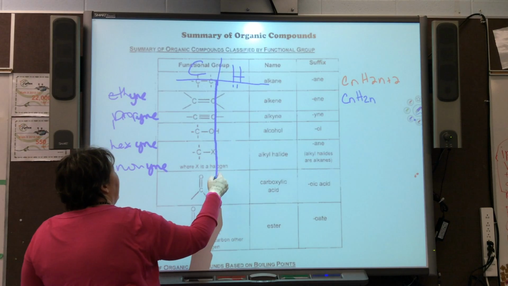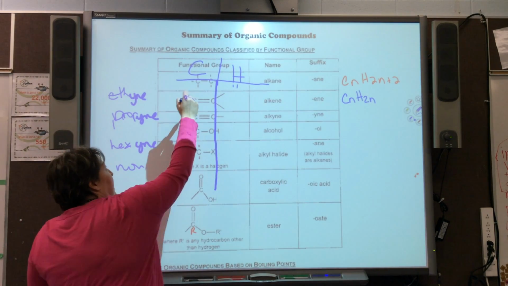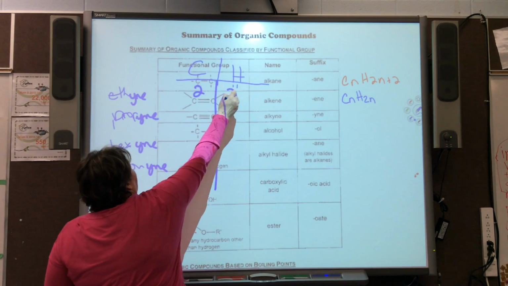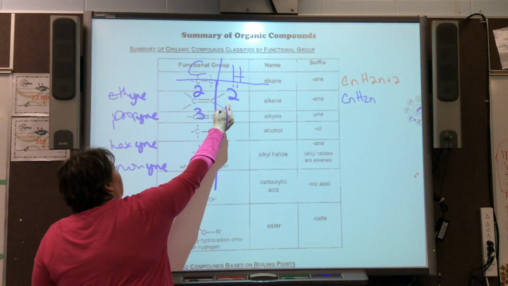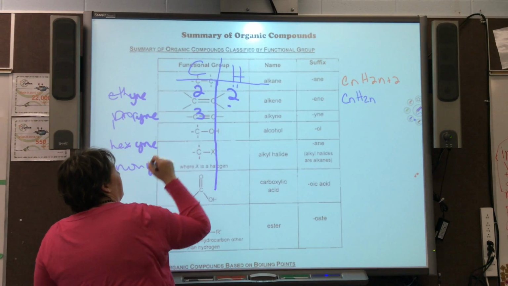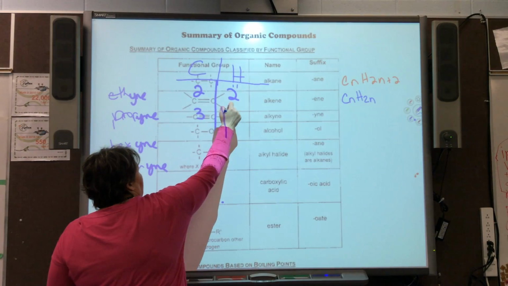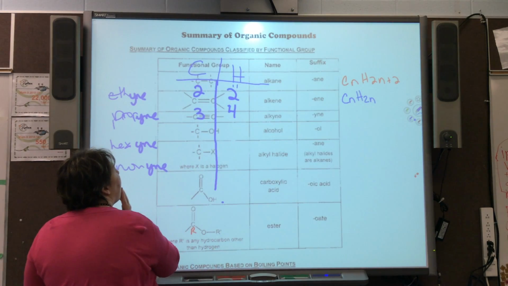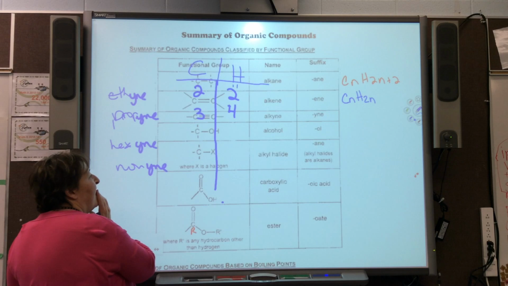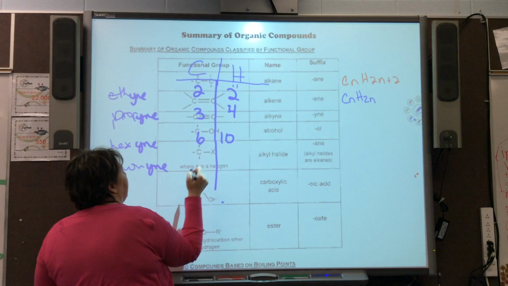How many carbons for ethyne? 2. How many hydrogens? 2. Propyne? 3 carbons and 4 hydrogens. Isn't it 5? No, it's 4. Yeah, it's 4, because it's 2, 4, 6, 8... Hexyne? 6 and 10. Nonyne, 9 and 16.